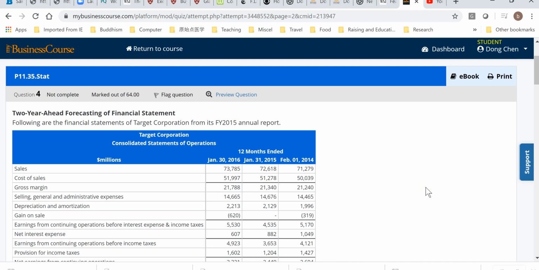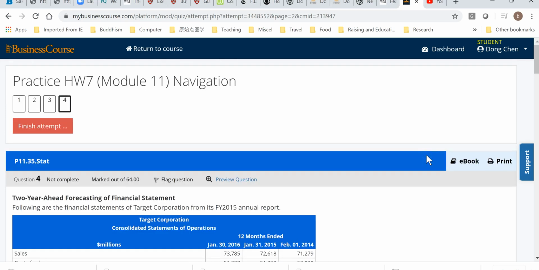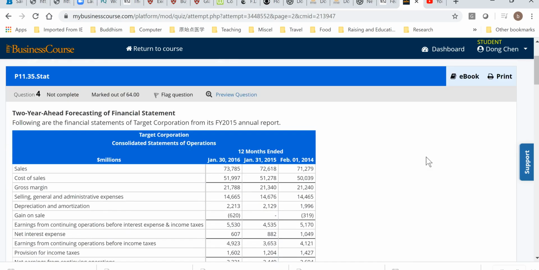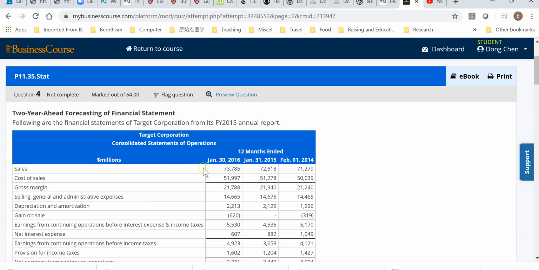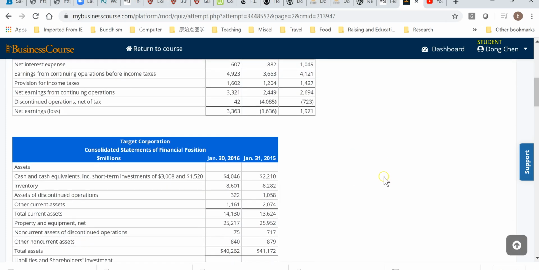This is the last question, question 4 on the practice homework 7 for module 11. So this is a multi-year forecasting example. This is a 2-year ahead forecasting. So we're provided with a consolidated statement of operations for Target Corporation and also the financial position. So one is the balance sheet, this one is the income statement.